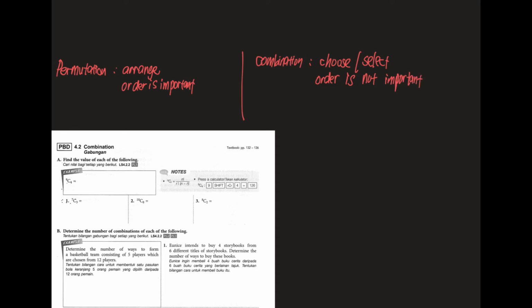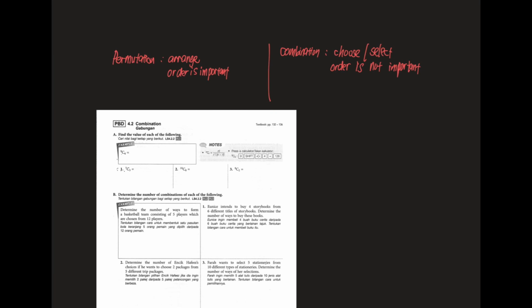Okay, so let's say example. I want you to be clear about the difference first. Permutation, order is important, right? So let's say you have 1, 2, 3, 4, 5. I put 5P2. 5P2 means you have 5 numbers, you arrange 2 of them. I press calculator, 5P2. 20.